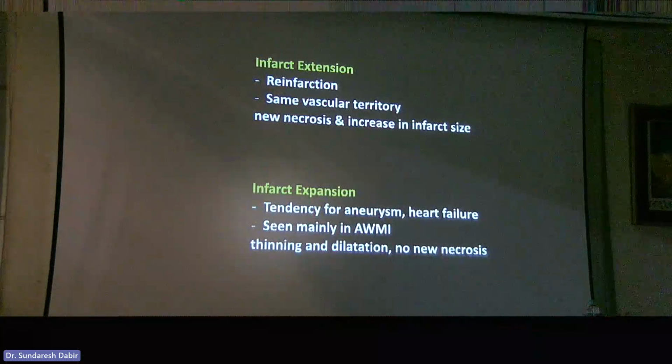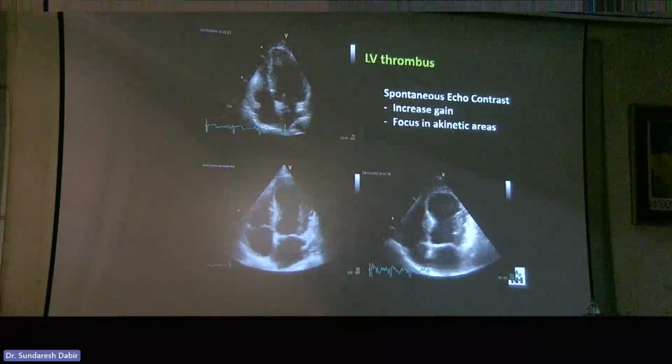Infarct expansion is the same wall motion now suddenly looks different. No additional segments are involved, but it's the same segment. Now it looks a little different. So it has expanded a little bit. So this is called as infarct expansion. And these are the patients who are likely to go for an aneurysm or a pseudoaneurysm, or you can go for a rupture. And look at thrombus.